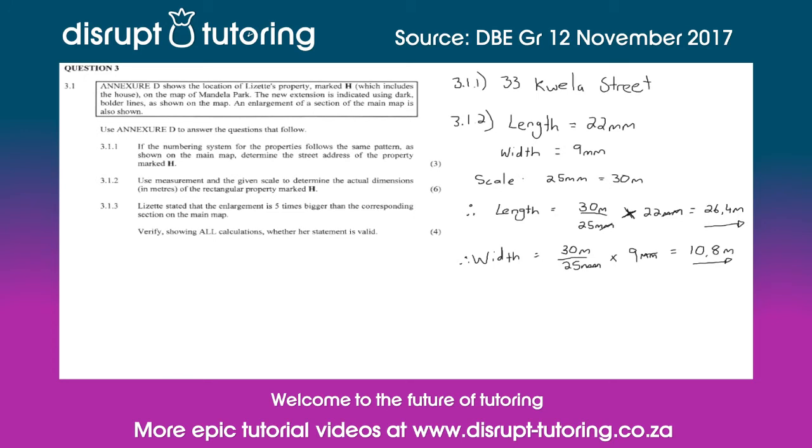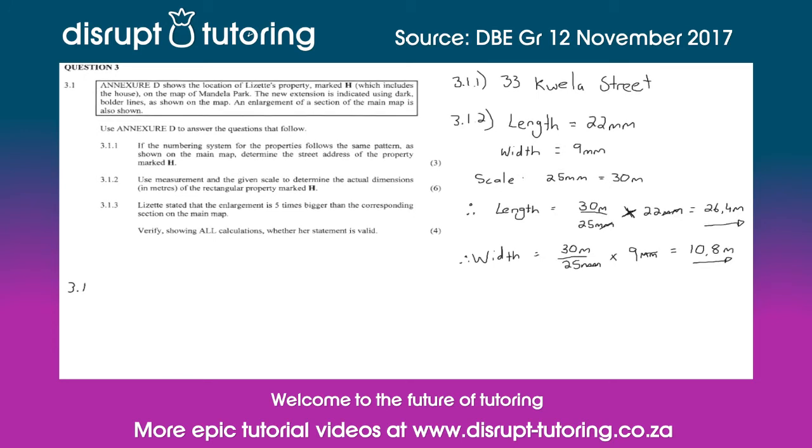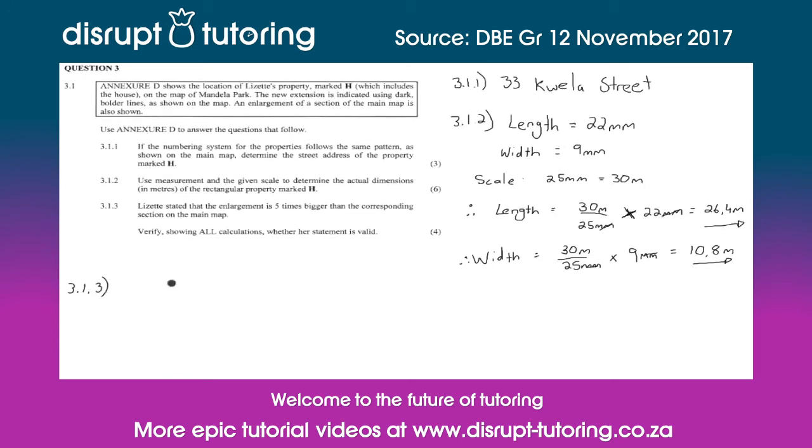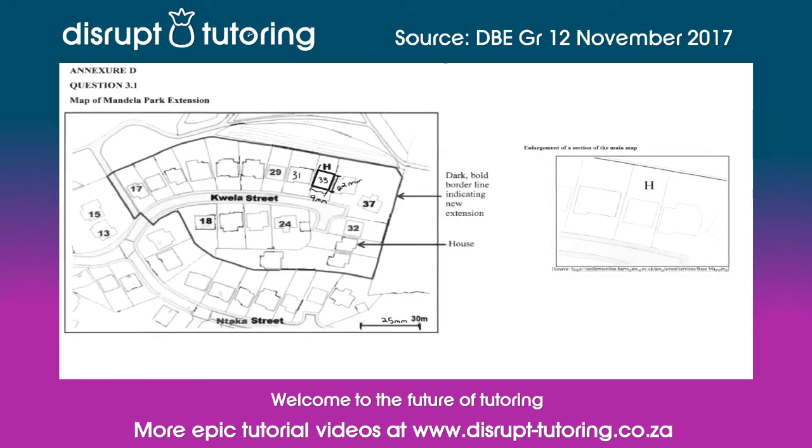Okay, and then on to 3.1.3. Lizette stated that the enlargement is 5 times bigger than the corresponding section on the main map. Verify, showing all calculations, whether her statement is valid. So if we go to the main map again, you see here they've given us the enlargement with the property h over there, and we now have to verify that this is indeed 5 times larger.